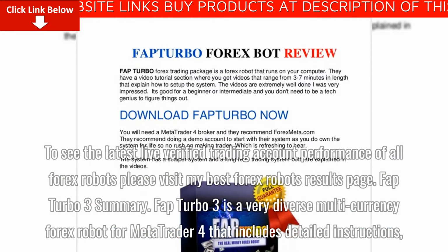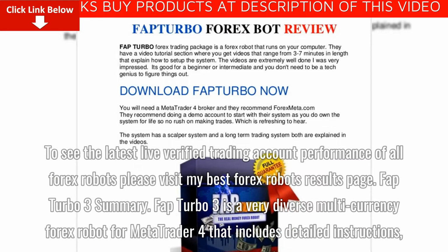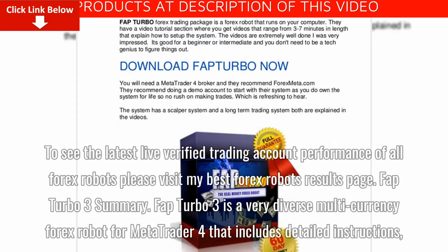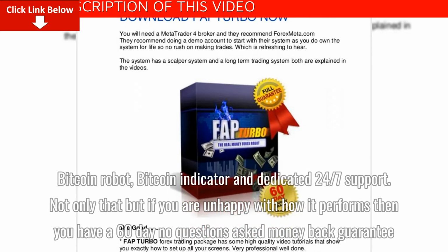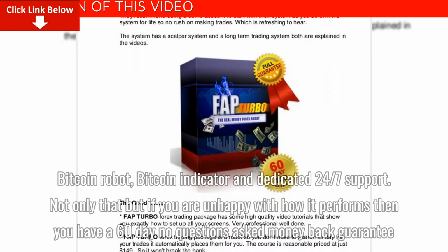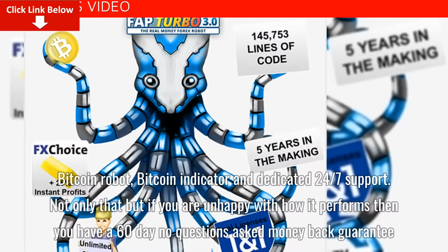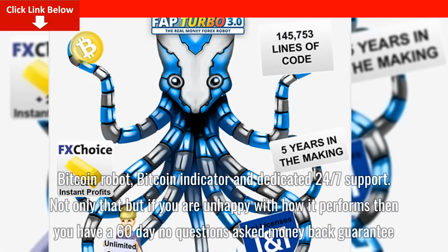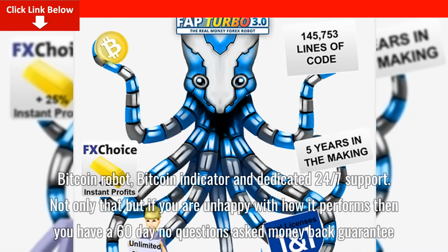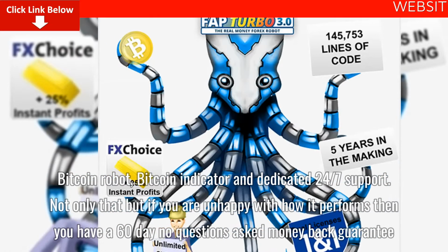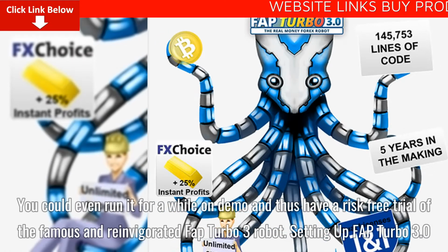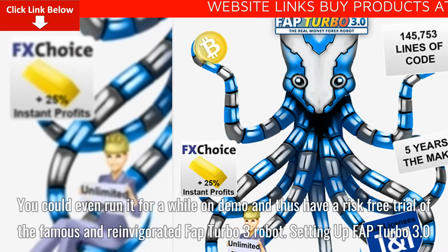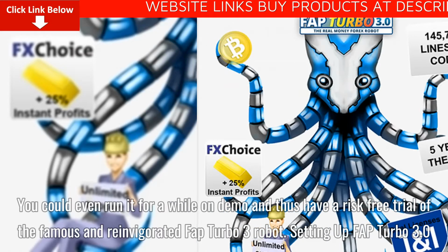Fap Turbo 3 is a very diverse multi-currency forex robot from MetaTrader 4 that includes detailed instructions, Bitcoin robot, Bitcoin indicator and dedicated 24/7 support. Not only that, but if you are unhappy with how it performs, then you have a 60-day no questions asked money-back guarantee. You could even run it for a while on demo and thus have a risk-free trial of the famous and reinvigorated Fap Turbo 3 robot.